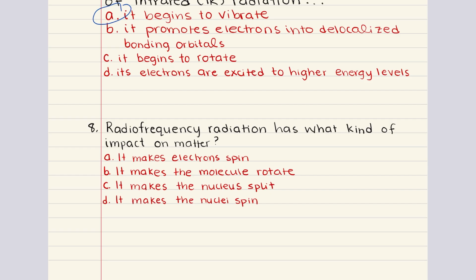Our last and final question says, radio frequency radiation has what kind of impact on matter? A says it makes electrons spin. B says it makes the molecule rotate. C says it makes the nucleus split. And D says it makes the nuclei spin.